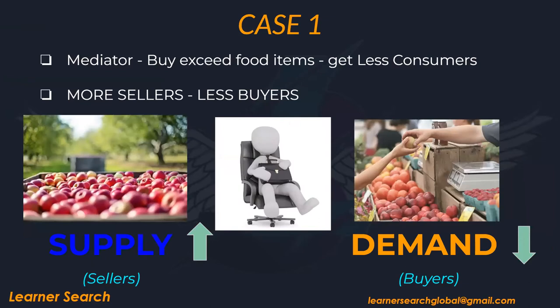Now, let's take two cases. In the first case, let's assume there is a mediator who buys excess food items and gets fewer consumers for them. Initially, he buys food items, that's fine. Food items in the sense, he gets a supply. And then when he comes out to sell it to the consumers, unfortunately, he gets fewer consumers to buy those food items. There are more sellers and fewer buyers. Here you can see supply is more and demand is less.